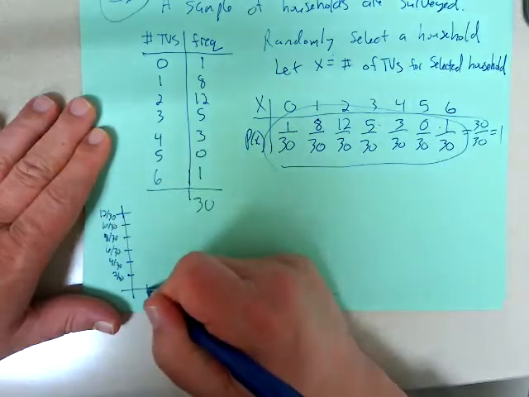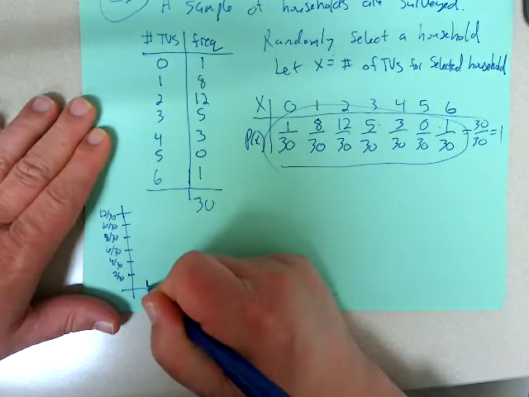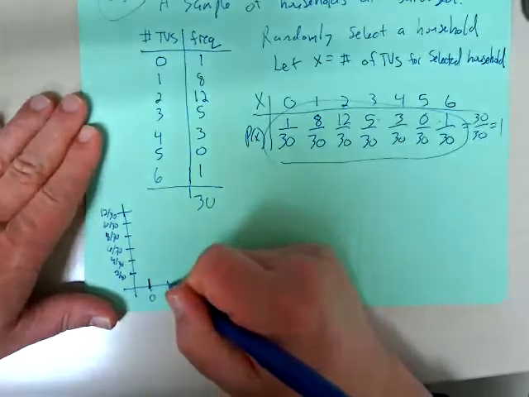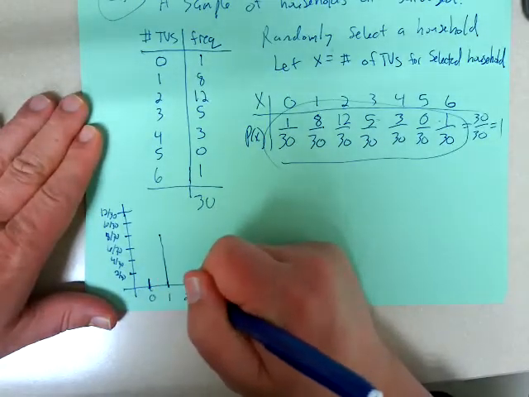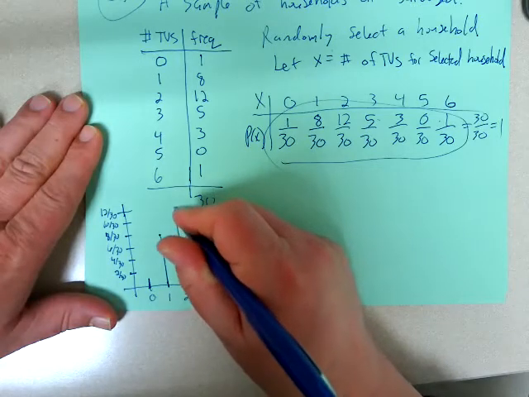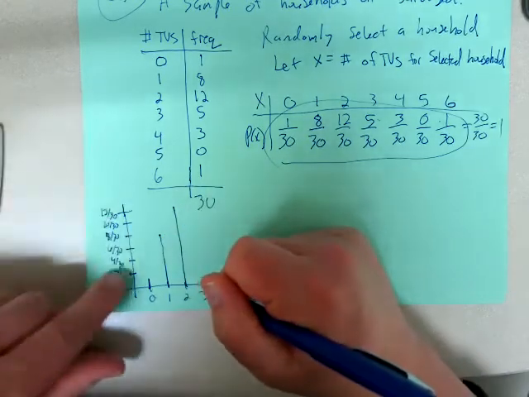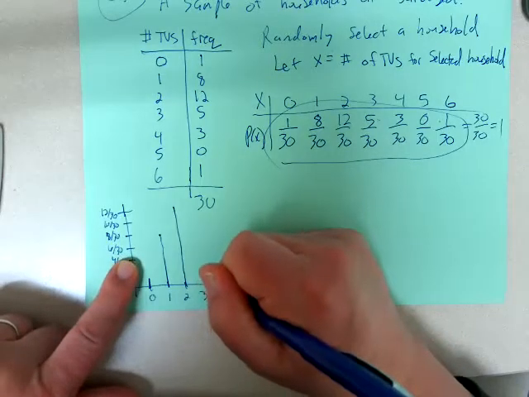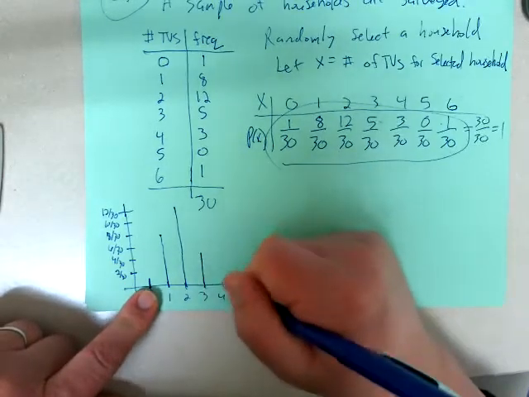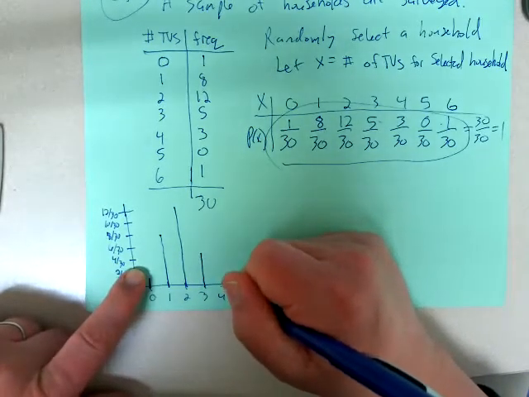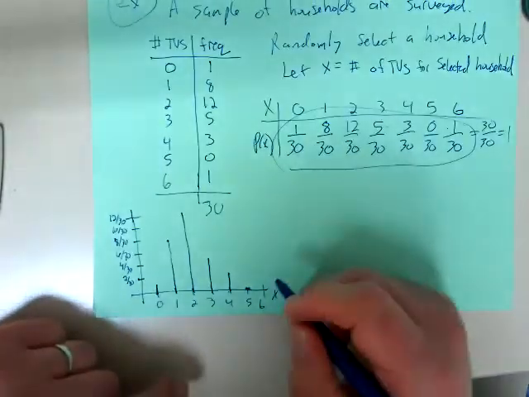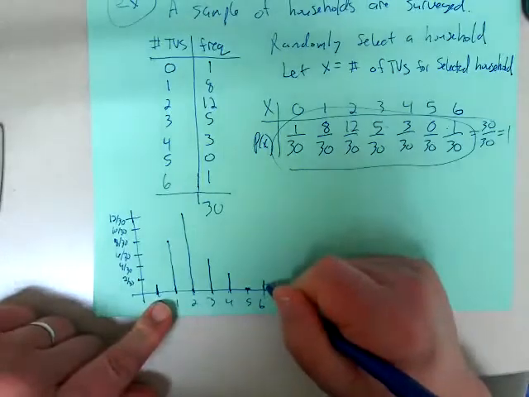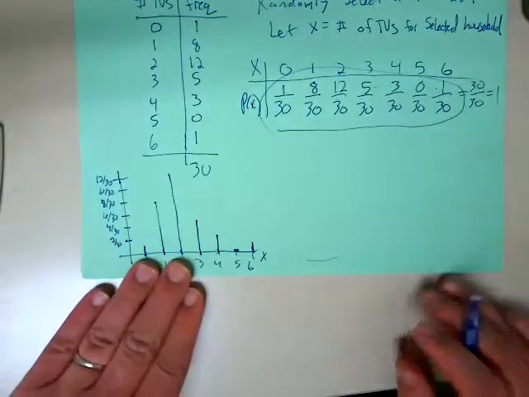So 0 is going to go up to 1, which would be about right there. 1 is going to go up to 8, which is right there. 2 is going to go up to 12, which is right there. 3 will go up to 5, maybe about right there. 4 is going to go up to 3. 5, there's just not going to be anything there. And then 6 will go up to 1. And so here you've got a picture of your distribution.